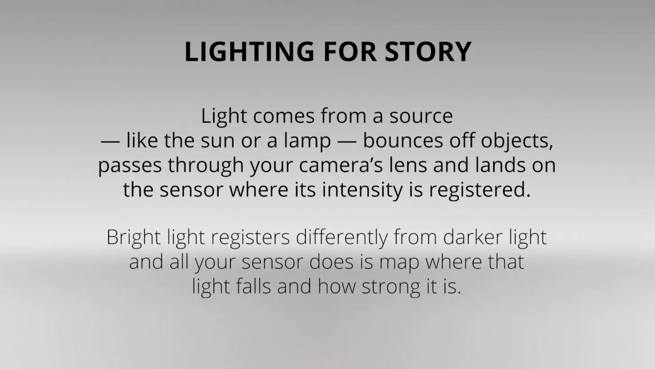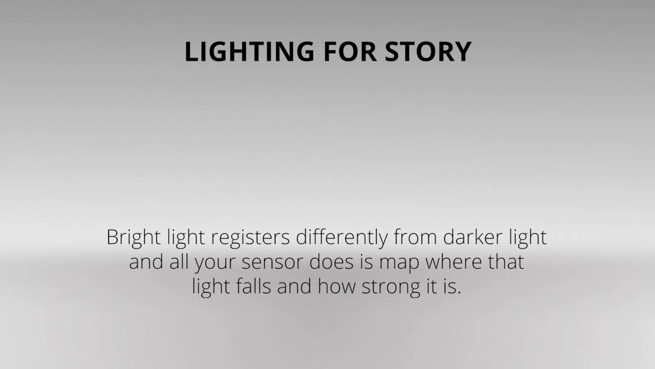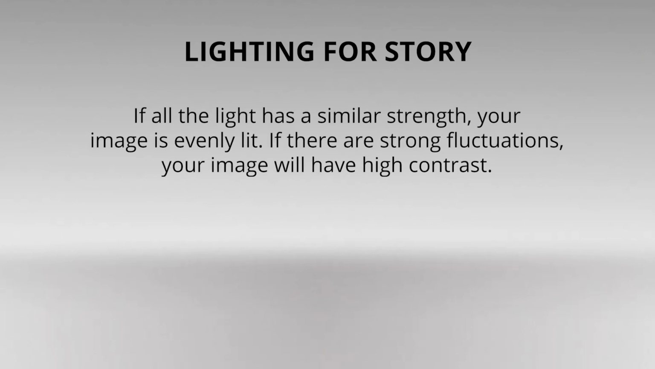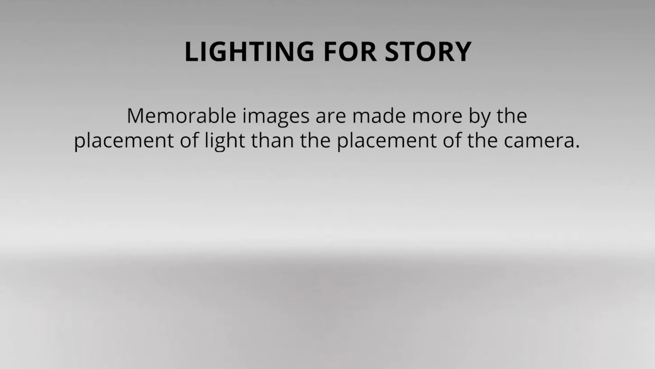Bright light registers differently from darker light, and all your sensor does is map where that light falls and how strong it is. If all the light has a similar strength, your image is entirely lit. If there are strong fluctuations, your image will have high contrast. So why are shadows just as important as light? Memorable images are made more by the placement of light than the placement of the camera.